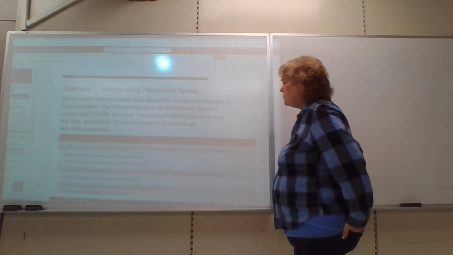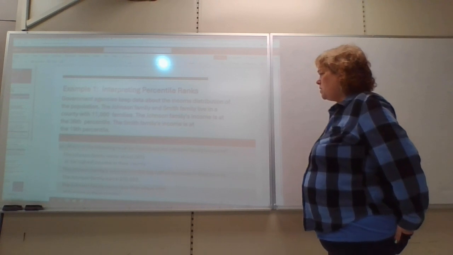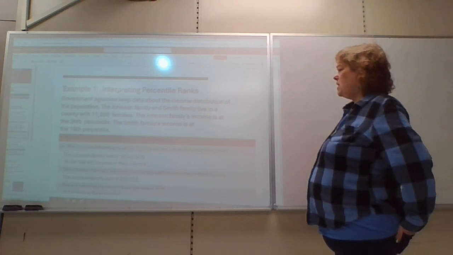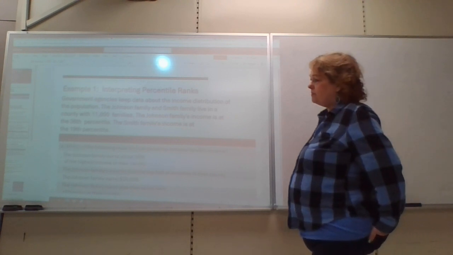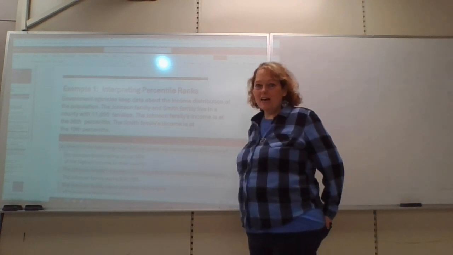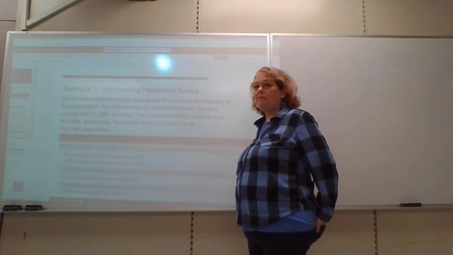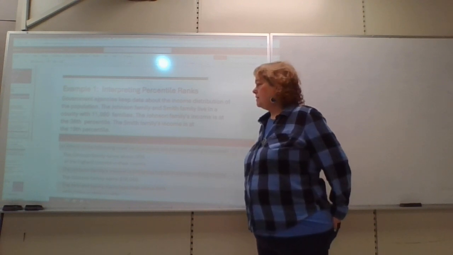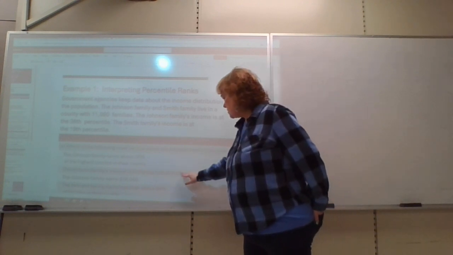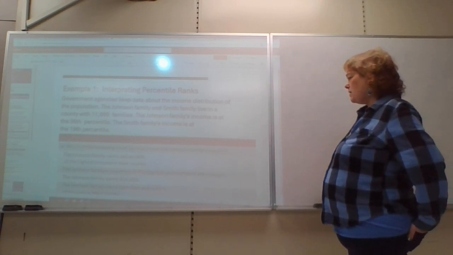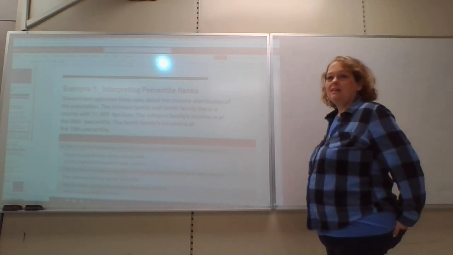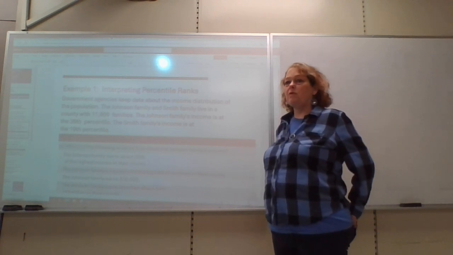Is that true? The Johnson family earns about 36% of the highest income in their county. No, because the 50th percentile is half. So to be in the top half, you'd have to be higher than 50. So that's not true. So let's look at this one. The Johnson family's income is in the top half of the incomes. Like I said, no, it is not in the top half because it has to be more than 50.